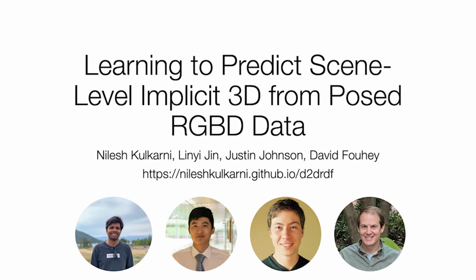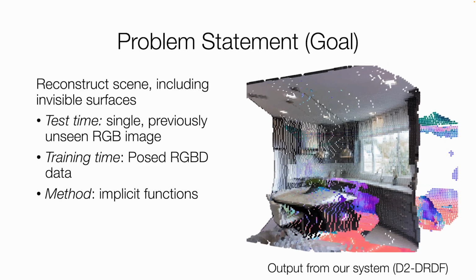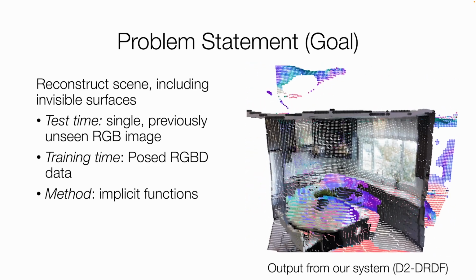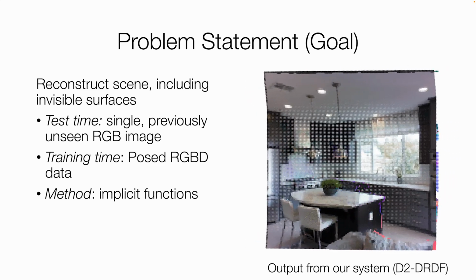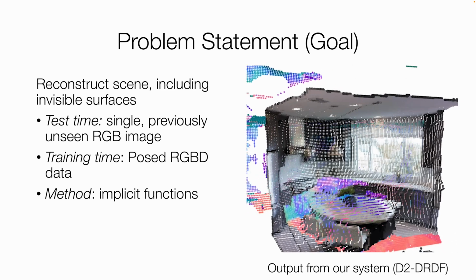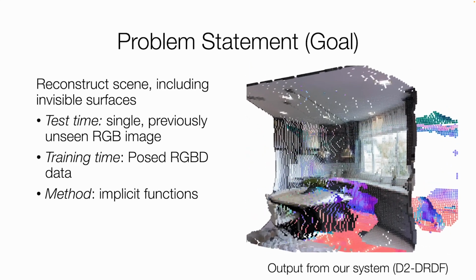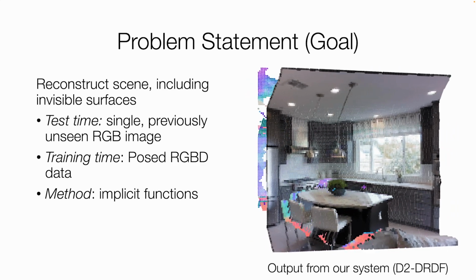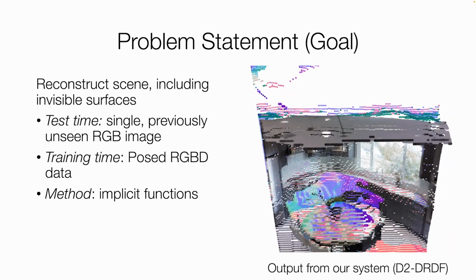Learning to predict scene-level implicit 3D from posed RGBD data. Our goal is to reconstruct the 3D of the scene, including invisible surfaces. At test time, we infer on a single unseen RGB image, and at train time, we train with posed RGBD data. We use implicit functions to represent our scene. On the right is an output generated from our method, D2DRDF.